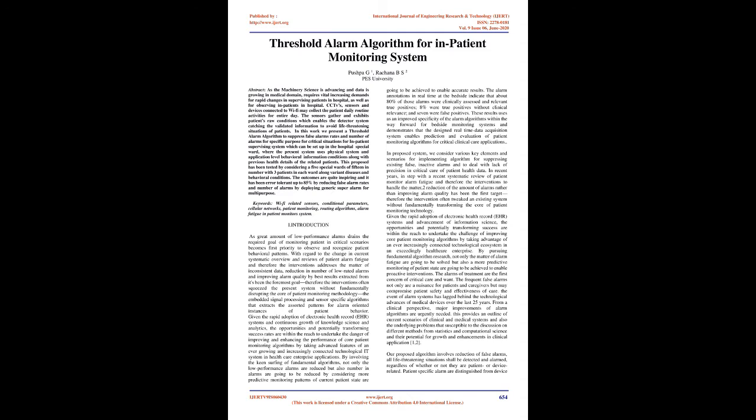applications. By involving keen study of fundamental algorithms, not only are the low-performance alarms reduced, but also the number of alarms is going to be reduced, and more predictive monitoring patterns of the current patient state are going to be achieved to enable accurate results.